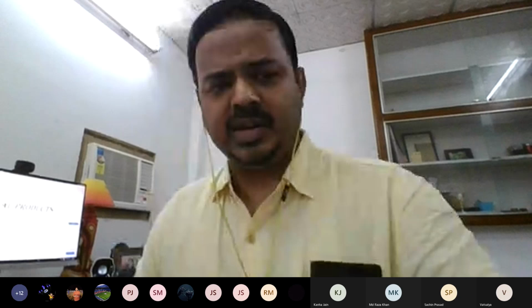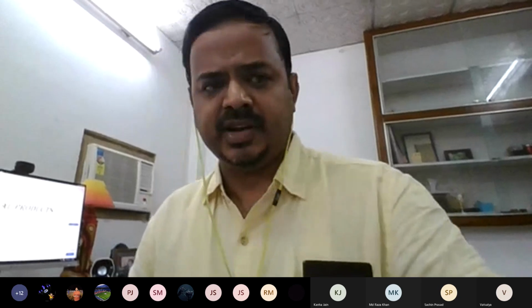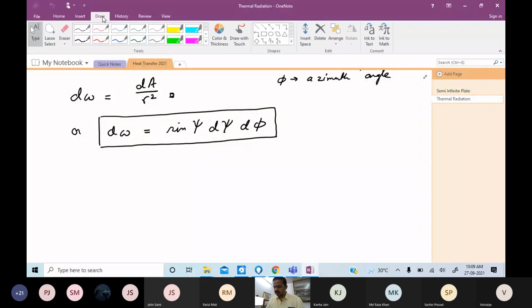Okay, so this is what we had done last time. As you can see, we had defined what is called the solid angle, and we had said that if you take a sphere and take an infinitesimal area in a sphere, then the solid angle subtended by that infinitesimal area at the center is sine psi d psi d phi, where phi is the azimuthal angle and psi is the zenith angle.